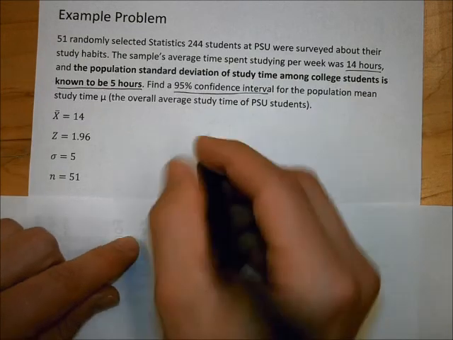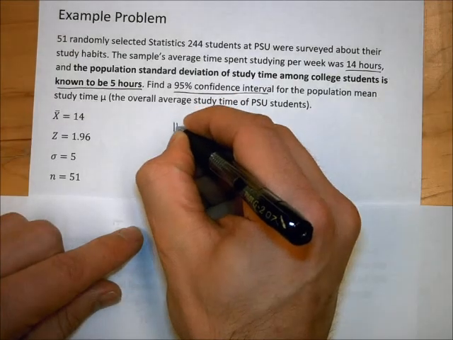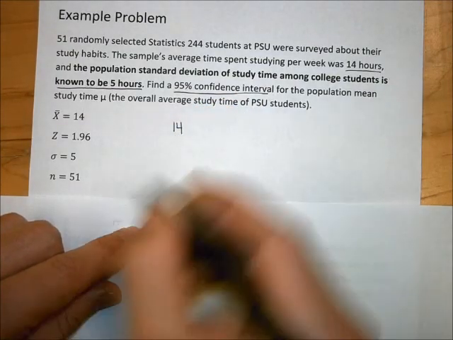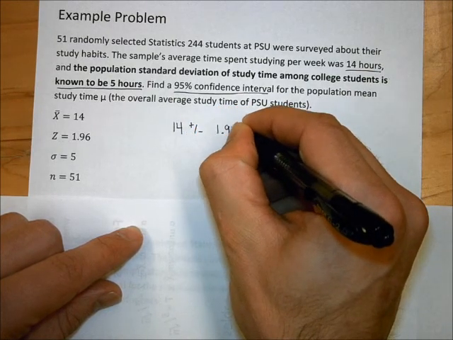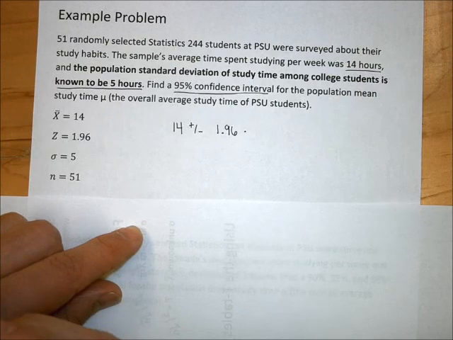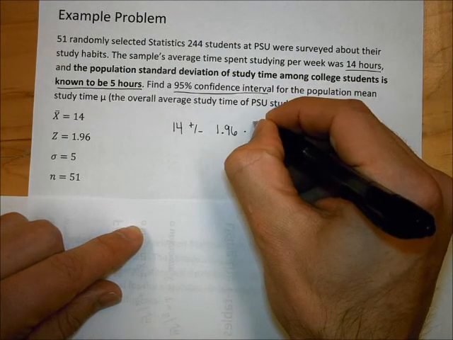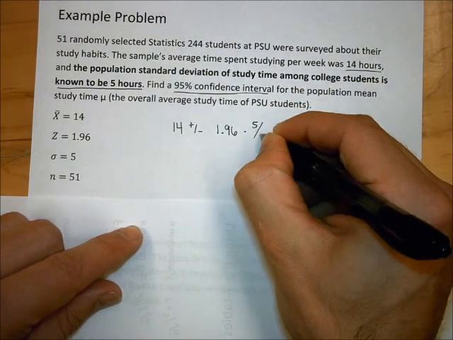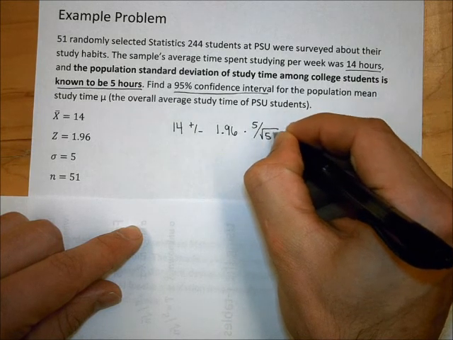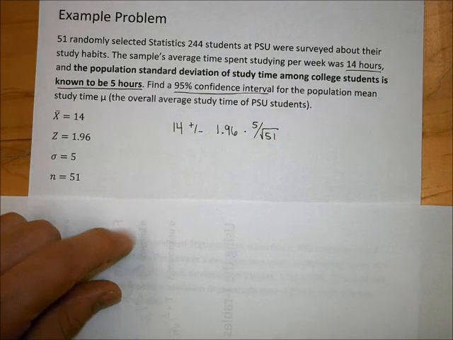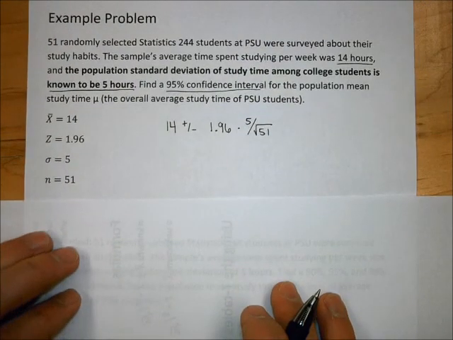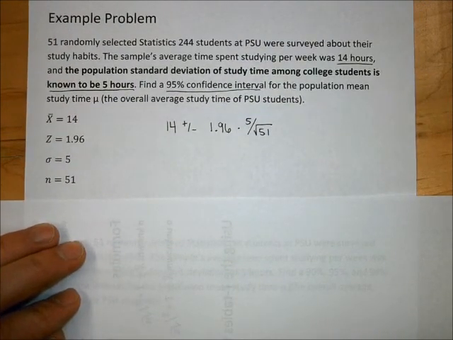Using this information, we're going to take our sample mean, we're going to add and subtract 1.96 multiplied by the standard deviation of 5 divided by the square root of the sample size. If you add and subtract 1.96 times 5 divided by the square root of 51 from 14, you'll get the following interval.